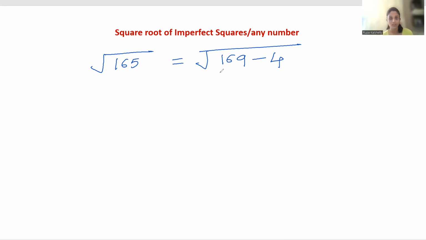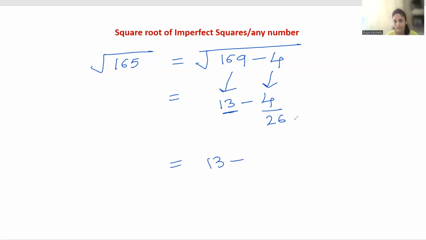So remember, you can solve the square root of an imperfect square by using addition or subtraction, both. Now we know that the root of 169 is 13, and this minus 4 we are just writing as it is. And now we will double this 13 and divide 4 by double of 13, which is 26. So what we're going to do now is 13 minus 4 over 26.